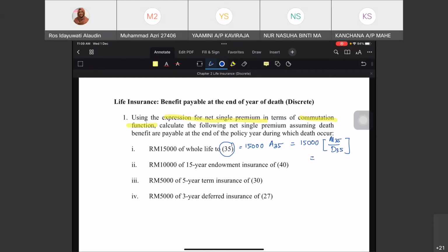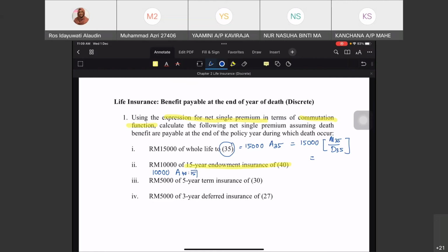So for the second one, it is 10,000 A. Sorry, not that, it is a 15-year endowment insurance of 40. So x is equal to 40. So 40, how many years? 50 years.